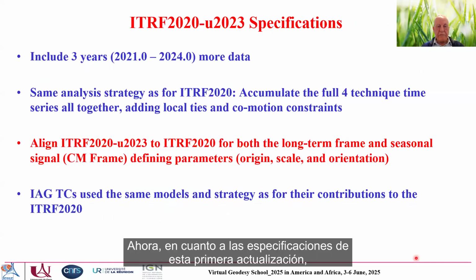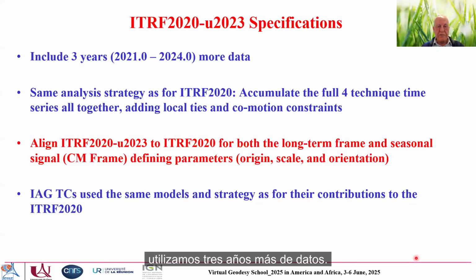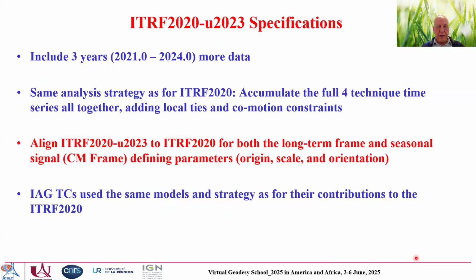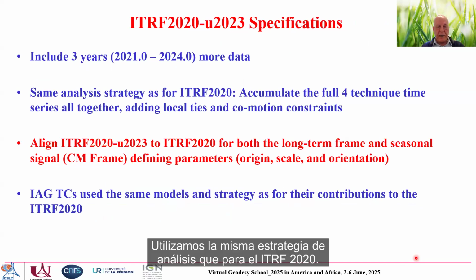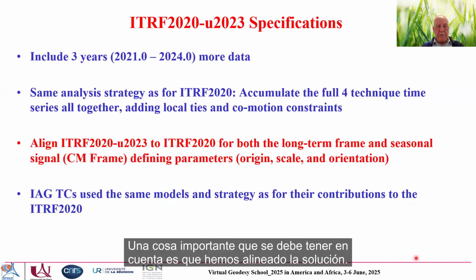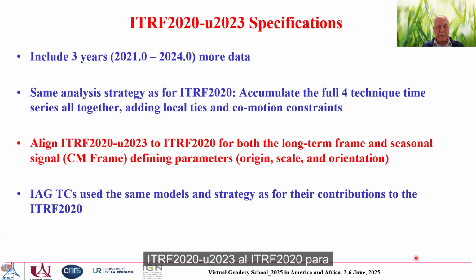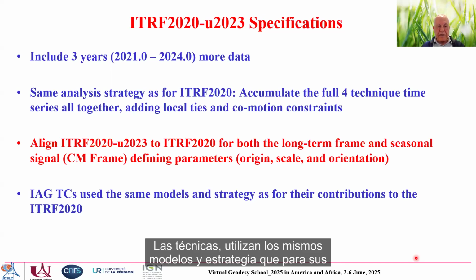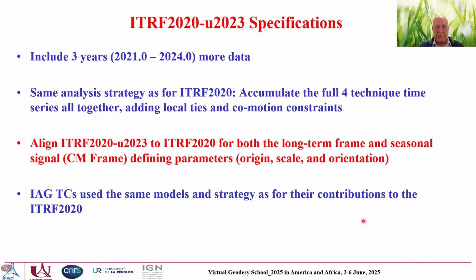Now, the specification for this first update: we use 3 years more data together with all the past data we used in the ITRF 2020. We use the same analysis strategy as for the ITRF 2020. One important thing to keep in mind is that we aligned the solution ITRF 2020 U2023 to the ITRF 2020 for both the long-term frame and seasonal signals in the CM frame. That is done for the origin, scale and orientation. And the techniques use the same models and strategy as for their contribution to the ITRF 2020.